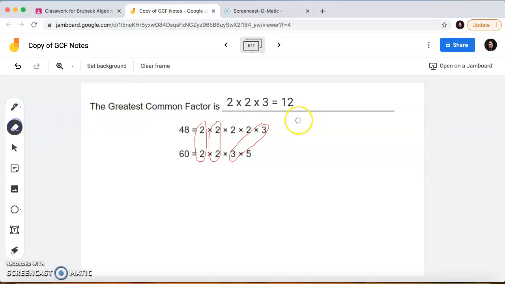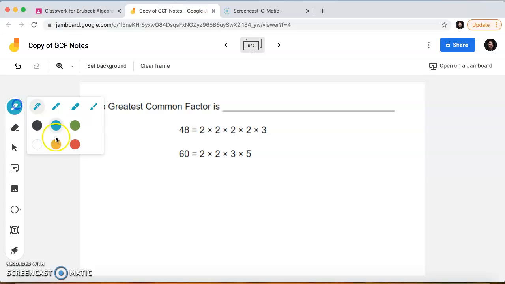So this next one, they already did the prime factorization for you. They're showing you the prime factorization of 48 and 60. So if you were to work out a factor tree for 48, you would get 2 times 2 times 2 times 2 times 3. And if you were to work out a factor tree for 60, you would get 2 times 2 times 3 times 5.